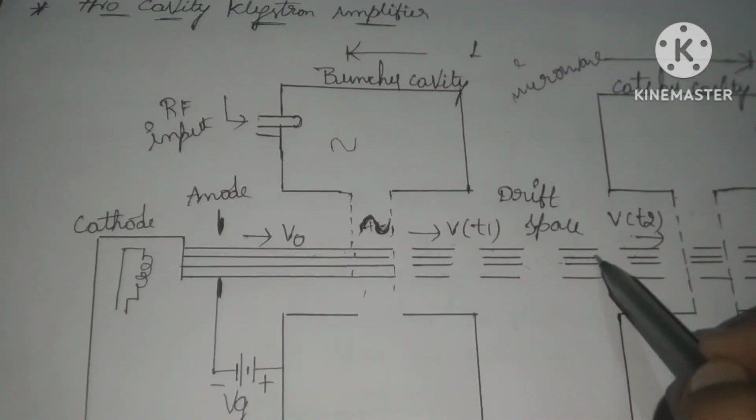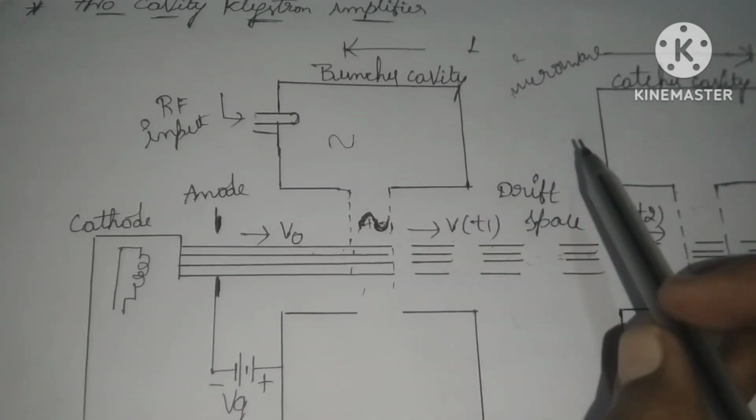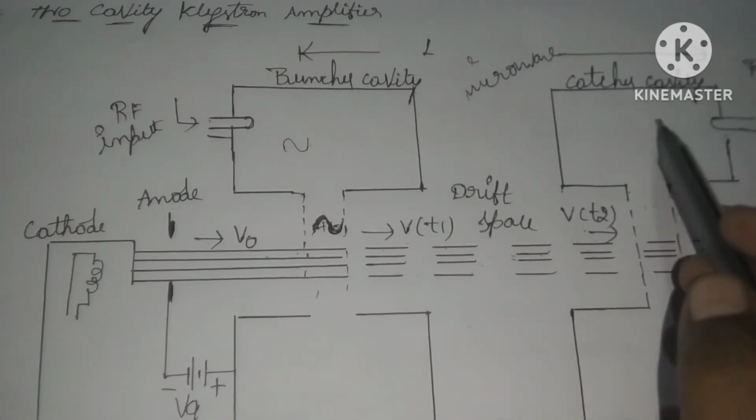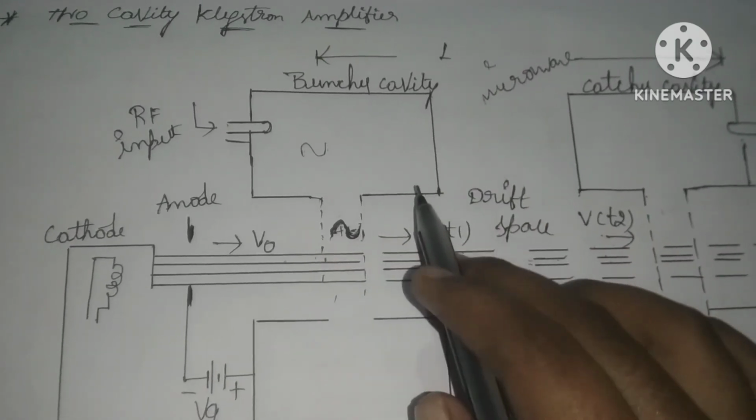And finally, because of the electron bunching, the strength of the RF signal is increasing. It will take the output at the catcher cavity. So this is a simple operation of the two cavity klystron amplifier.